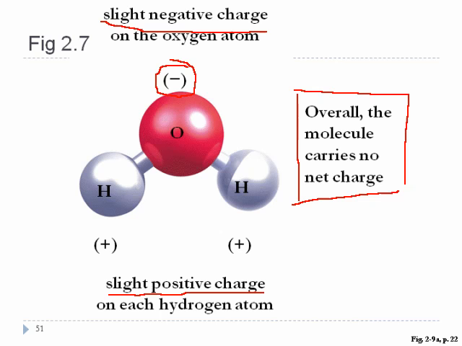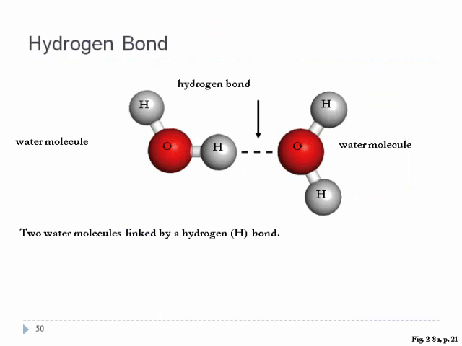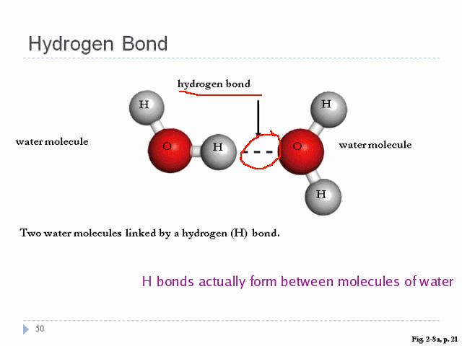And so, again, we have the opposites attract principle that tells us that the partial positive of a hydrogen is going to be attracted to the partial negative of an oxygen on another molecule, and that attraction is the hydrogen bond. And so hydrogen bonds actually form between molecules of water here, between the hydrogen of one and the oxygen of the other.